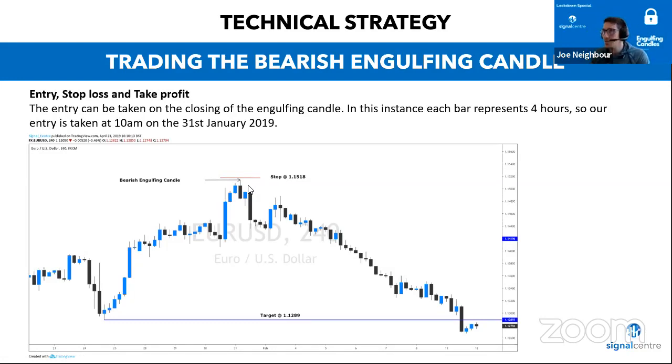So in this instance, by placing a stop loss just above that high and targeting a move back down to the recent swing low, we have 34 pips if we had taken the trade on the close of the 4-hour bar. So from the close of the 4-hour bar to that stop loss is 34 pips, and to that target that we've identified at 112.89, that is 195 pips.